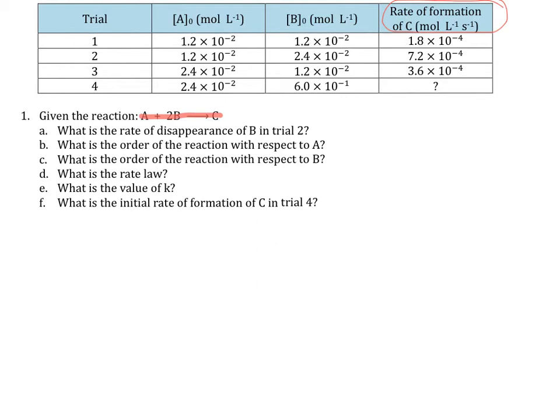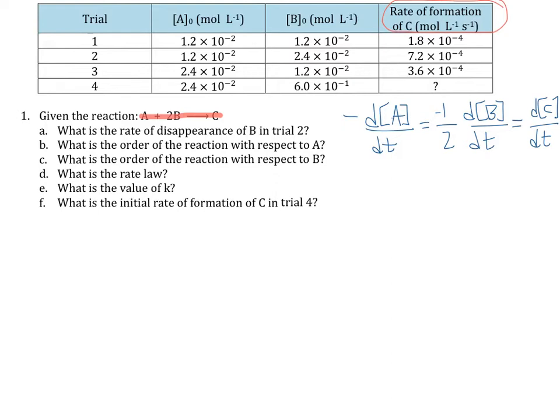You can write these kinds of relationships using an equation found in our textbook. We can usually write the rate of disappearance as negative change of A over time, negative 1/2, using that coefficient in front of B, change of B over time, equal to the positive change of C over time.